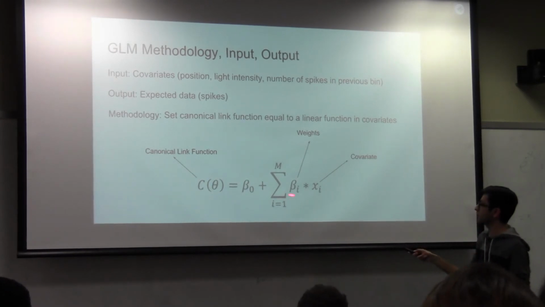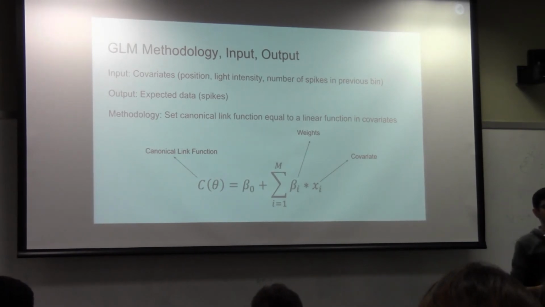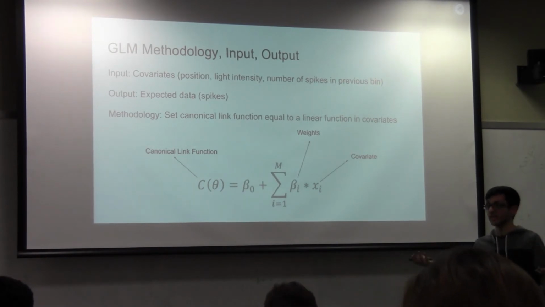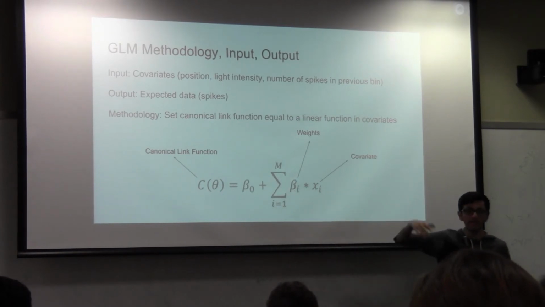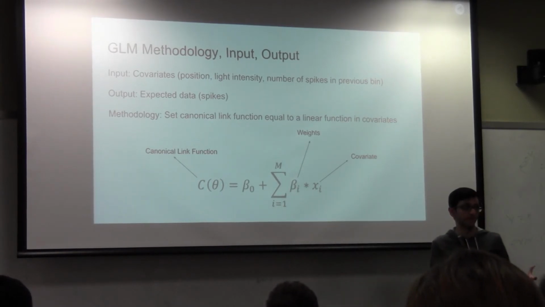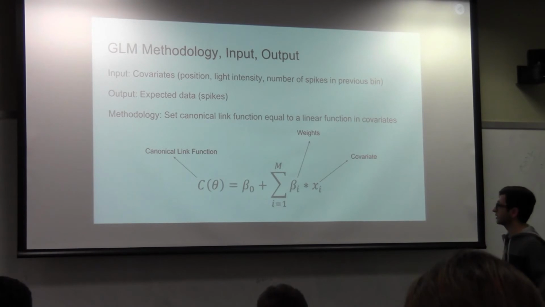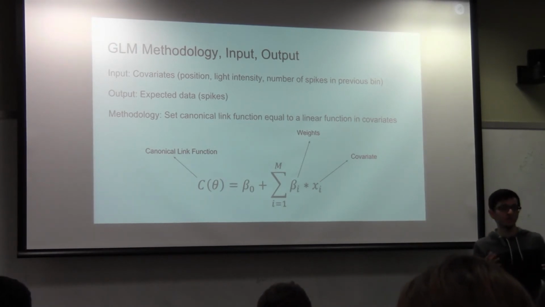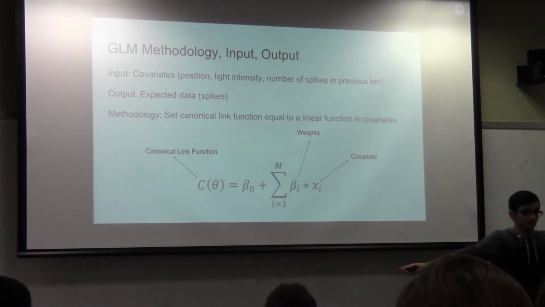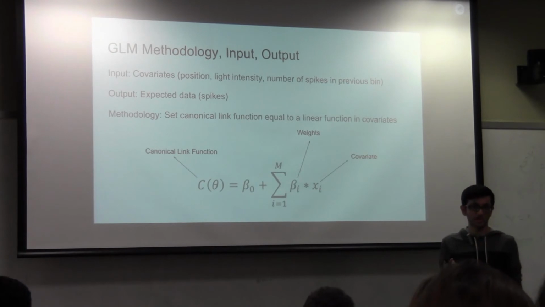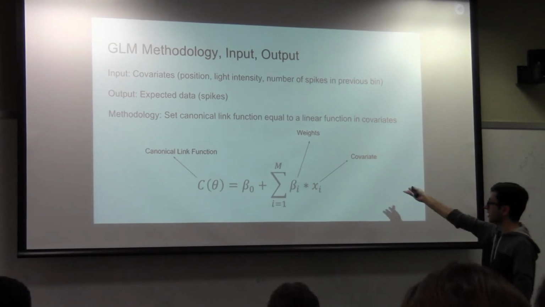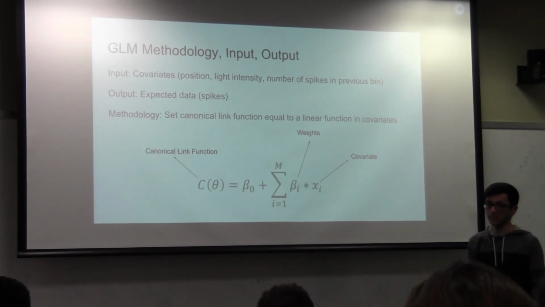And each of these beta values are your weights. So they basically tell you how much that covariate affects the final output, right? So if you have a super, super strong beta, then you know that that covariate has a lot of effect on the final output. And this is a constant term, so when you're dealing with neurons, you can think of that as just base level firing. You're not really putting in anything, it fires because neurons are stochastic. So that's generally how GLMs work.